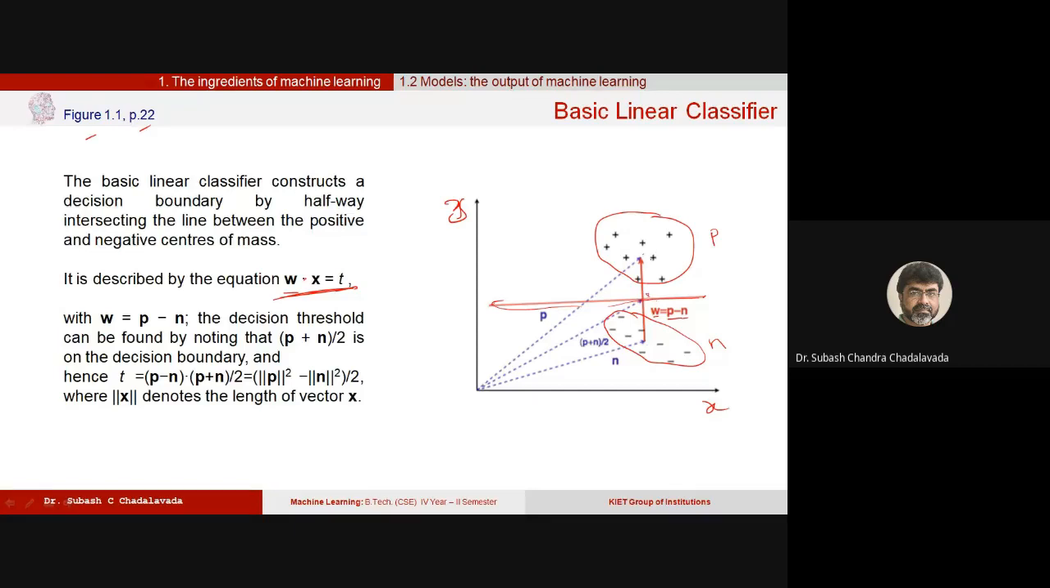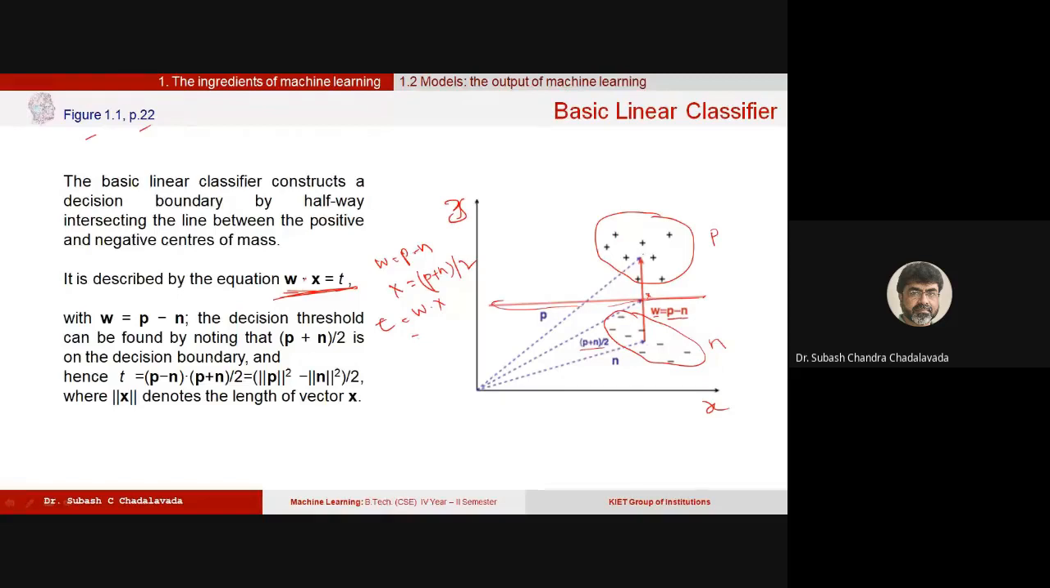If you look at the top point, this becomes the P value here, and this is the N value. It intersects somewhere in the middle of it, so X is P plus N by 2. Now, W is equal to P minus N and X is equal to P plus N by 2. You can replace these two in this equation, and T will become W dot X.